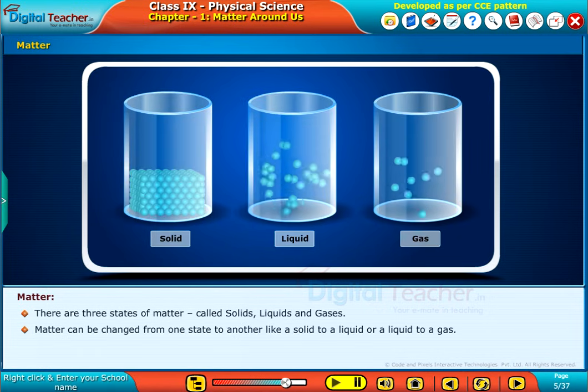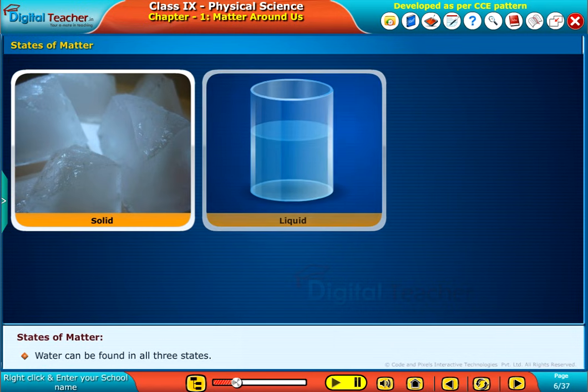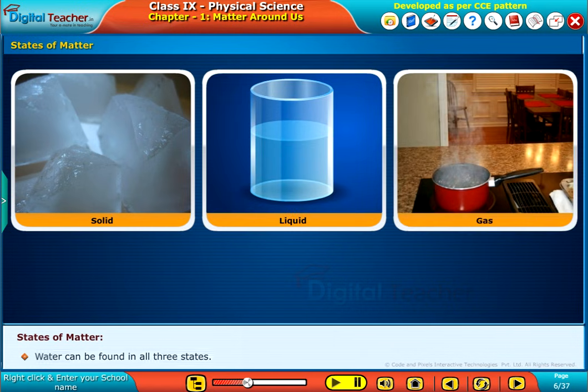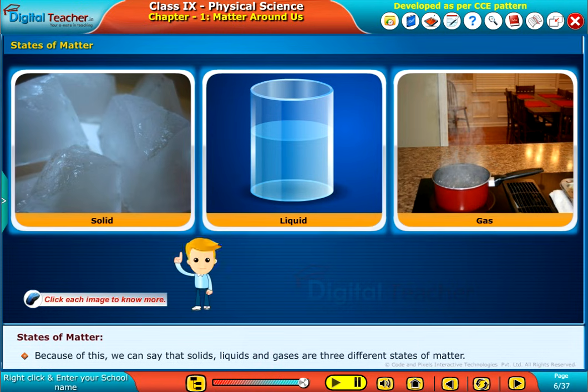Matter can be changed from one state to another, like a solid to a liquid or a liquid to a gas. Let us learn more about the states of matter taking water as an example. States of matter. Water can be found in all three states. Because of this, we can say that solids, liquids and gases are three different states of matter. Click each image to learn more.